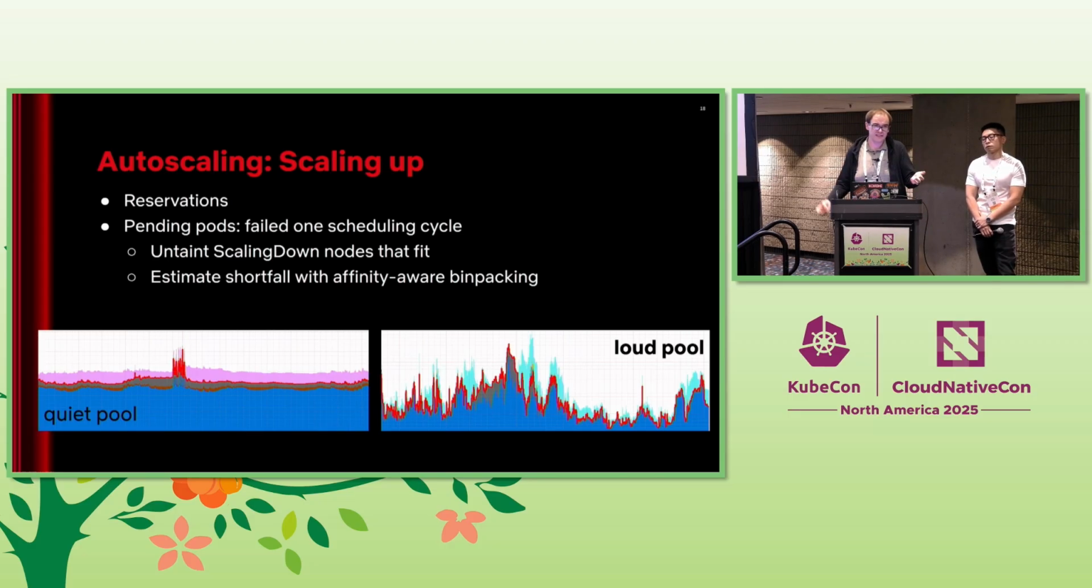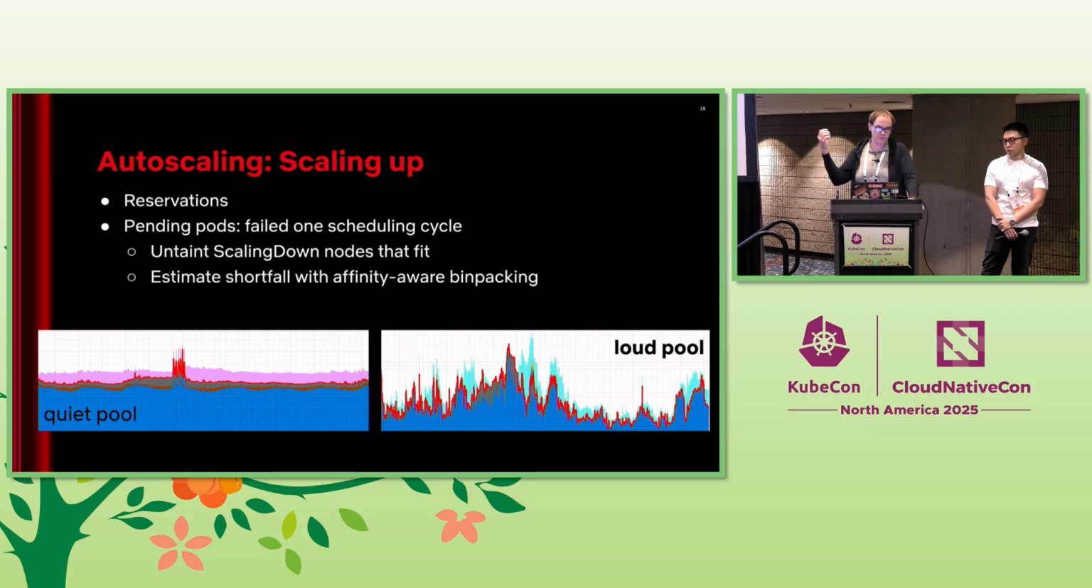The other reason that we can scale up is for pending pods. The logic for this is pretty similar to what Carpenter does. I don't remember off the top of my head if this is identical, but the logic that we have is first we check only for pods that have failed at least one scheduling cycle, because that kind of indicates that all the current nodes in the pool in the cell don't work. If that's the case, we first check for any scaling down nodes that look like they match according to any affinities or other rules that the pod might have.